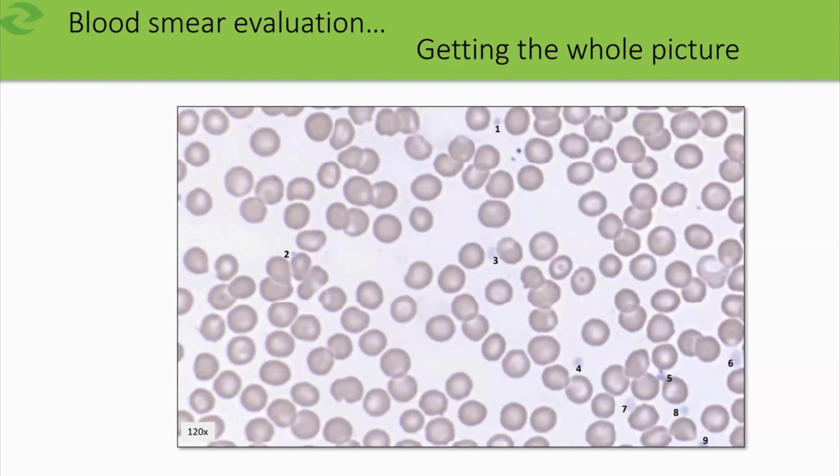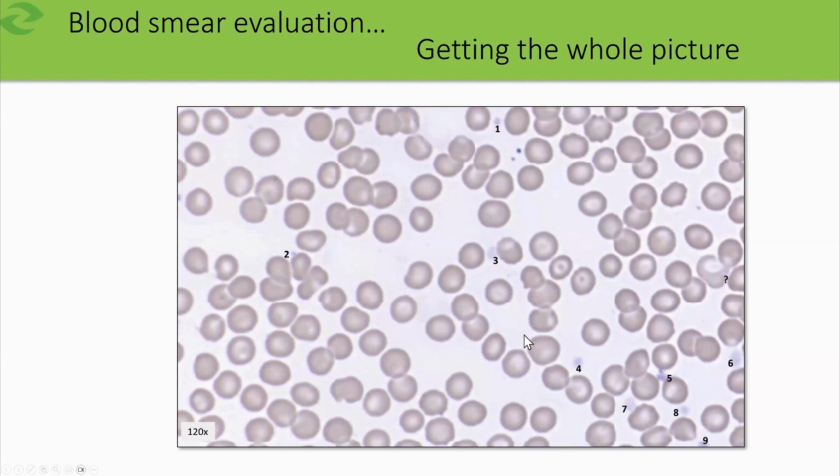So this is digitally zoomed to 120x, so our field of view is actually smaller than what we would be looking at on a 100x lens. It counted 9 platelets, and 9 to 20 was considered adequate. I think that's a platelet there, but I can't say for sure.